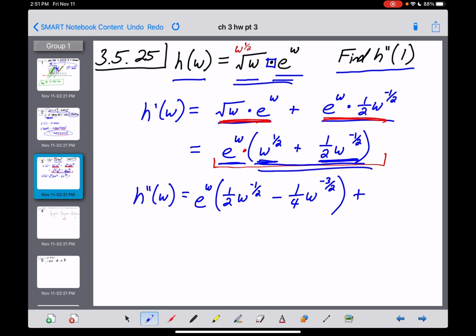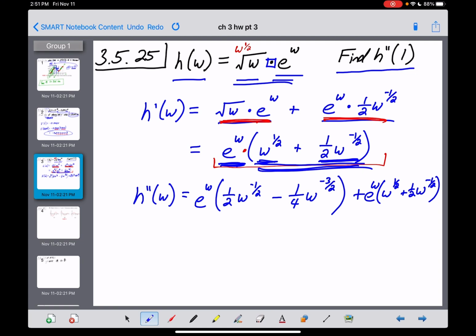Plus, we now need the second factor, and I think I can cram this in here, guys, w to the 1/2 plus a 1/2 w to the negative 1/2. That's the second factor, times the derivative of the first, which is just e to the w. All right. So at that point right there, you guys, I think my answer is mathematically correct.